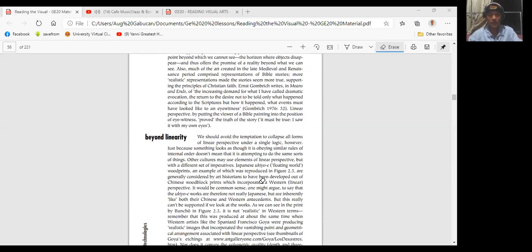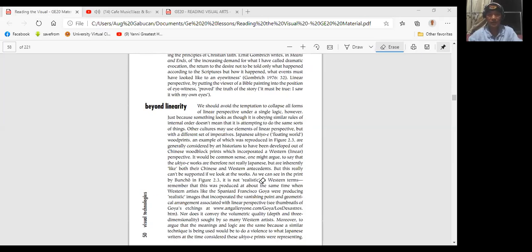So we have to see beyond linearity. We should avoid the temptation to collapse all forms of linear perspective under the single logic. However, just because something looks as though it is obeying similar rules of internal order doesn't mean that it is attempting to do the same sorts of things. So other cultures may use elements of linear perspective, but with a different set of imperatives.